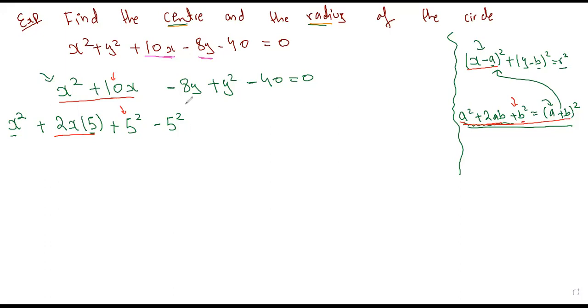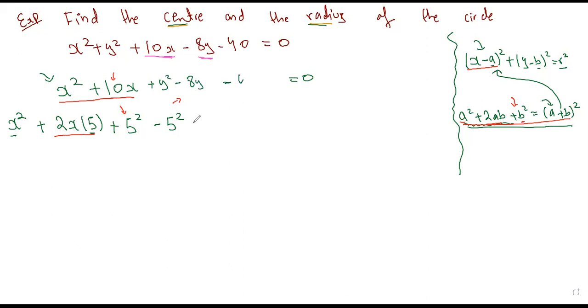Acha. Now I need to do the same stuff on this side as well for the other, for the y. How do we do it? Okay, now for y, again, let's just rewrite it in a much better way. It should be plus y square minus 8y minus 40.